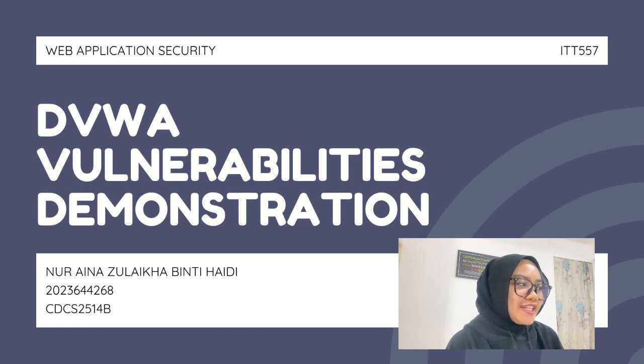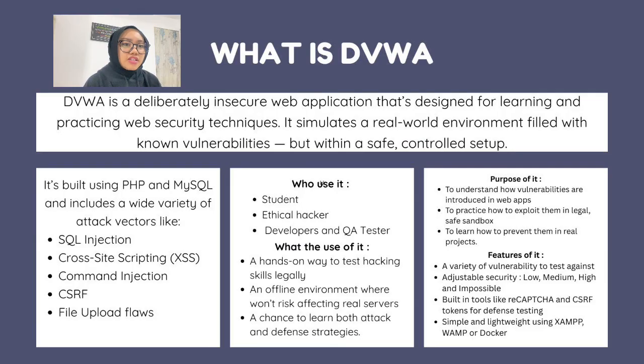Okay, so in this video, I walk you through two common web application vulnerabilities using a platform called DVWA, short for Damn Vulnerable Web Application. For the start, I'm going to explain what is DVWA. DVWA is a deliberately insecure web application that's designed for learning and practicing web security techniques. It simulates a real-world environment filled with known vulnerabilities, but within a safe, controlled setup.